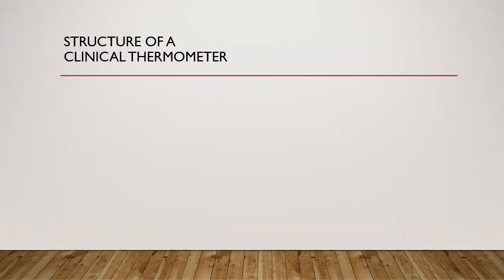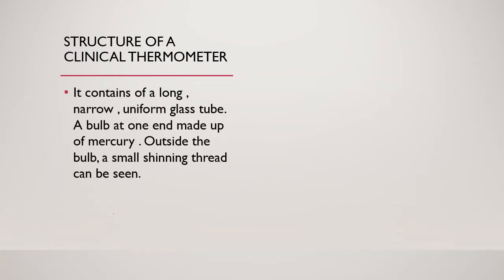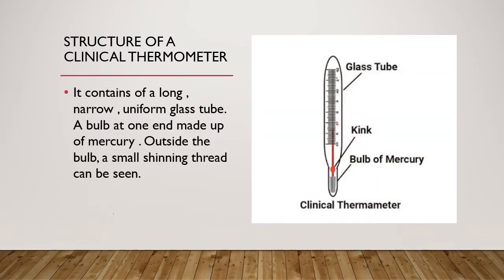Now moving on to the structure of a clinical thermometer. A clinical thermometer consists of a long, narrow, uniform glass tube, with a bulb at one of its ends containing mercury. Outside the bulb, a small shining thread can be seen. If you are not able to see the small shining thread outside the bulb, then rotate your thermometer. Then you will be able to see it.